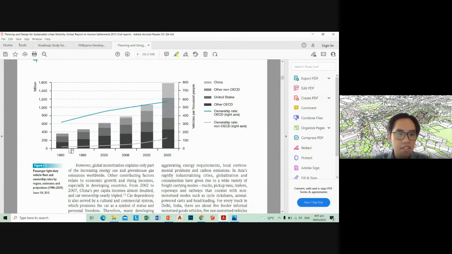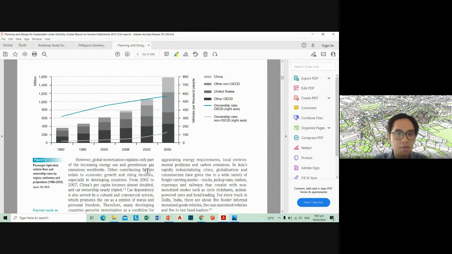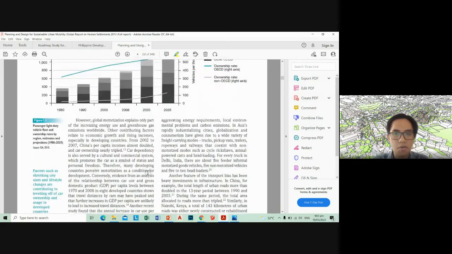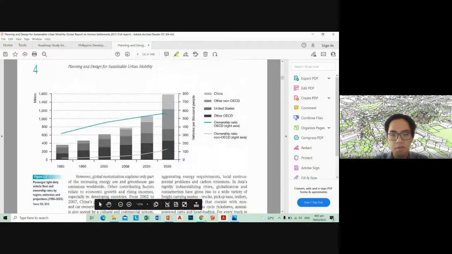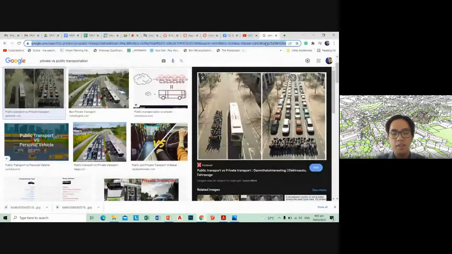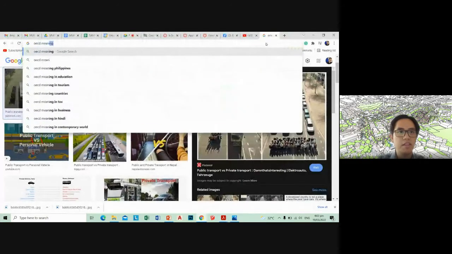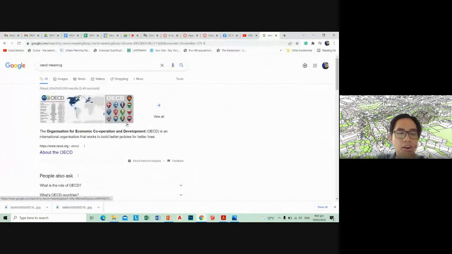So over here, this is a graph showing the passenger light duty vehicle fleet and ownership rates by region, estimates and projections. In blue, we have ownership rates. In gray, we have OECD. That sounds so familiar. Is that something to do with oil? Let me double check. OECD meaning: Organization for Economic Cooperation and Development.